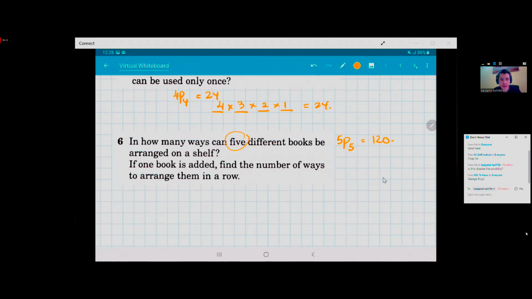Okay. All right. Then the next part says if 1 book is added. So tadi 5 buah buku. Kalau kita masukkan satu lagi. So 5 books, you plus 1 more book. So now you have 6 books, right? So for the next part here, you've got 6P6. That will give you 720. Boleh faham? Okay, it's not that complicated. It's not that complex, okay?